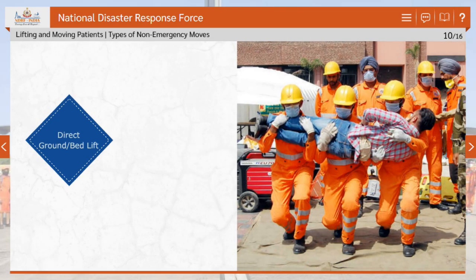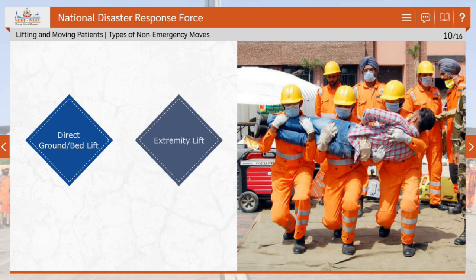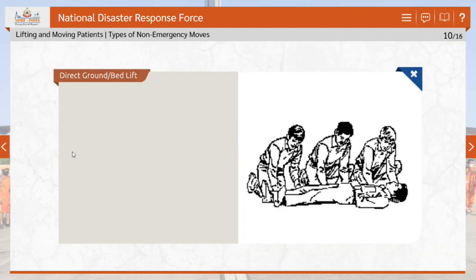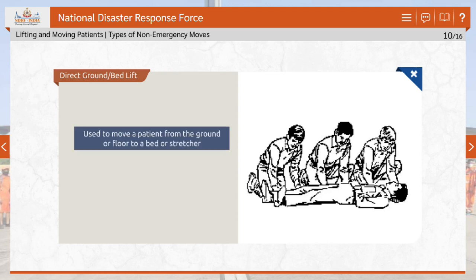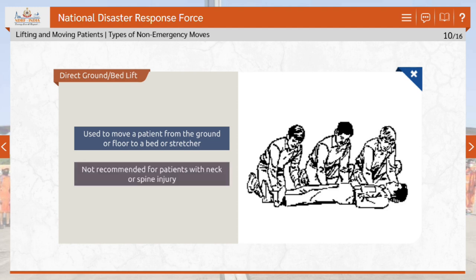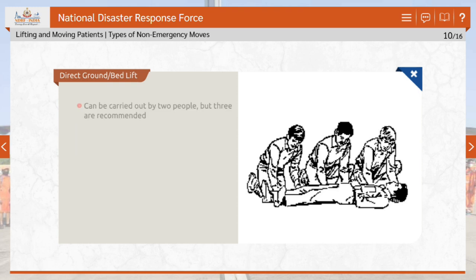Some non-emergency moves are direct ground or bed lift and extremity lift. Click each type to know more. The direct ground lift is a 3-rescuer non-emergency move that can be used to move a patient from the ground or floor to a bed or stretcher. This move is not recommended for use on patients with possible neck or spine injuries, although it can be carried out by 2 people. 3 are recommended.